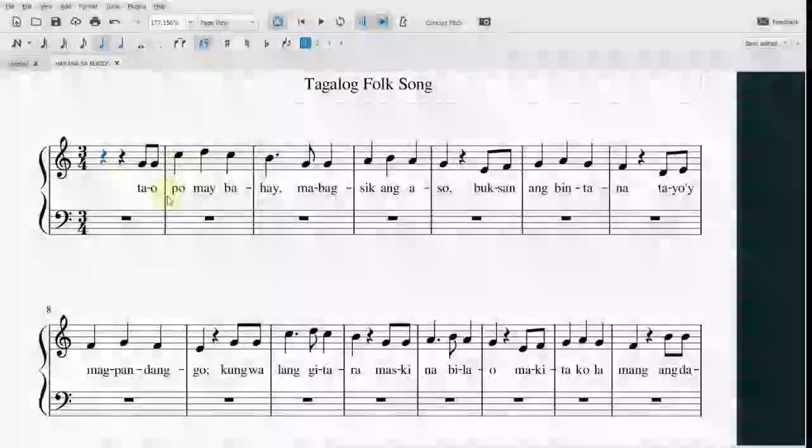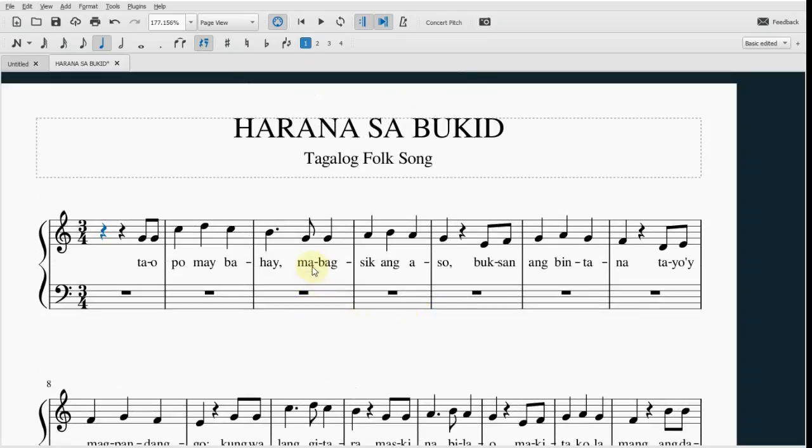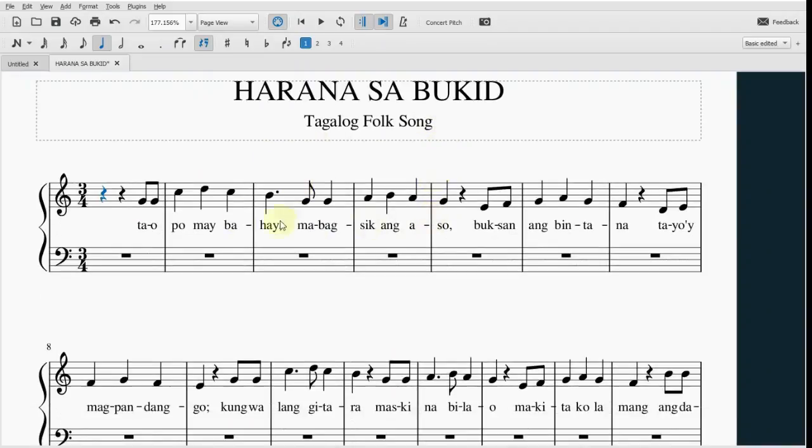Okay, so great. I hope you got the tune of this Harana sa Bukid. And once again, you can sing with me.